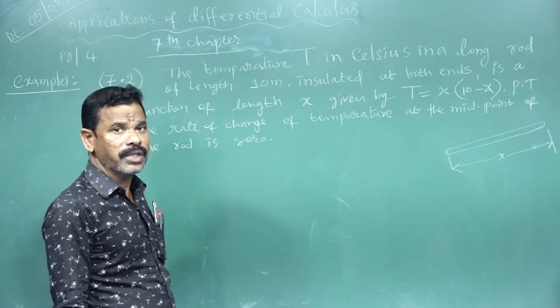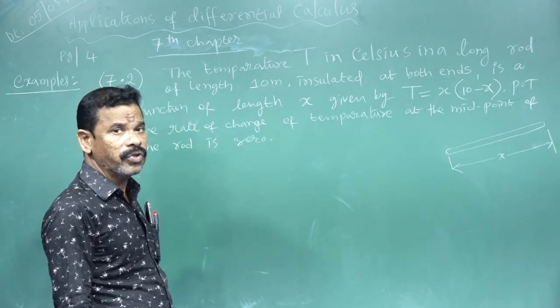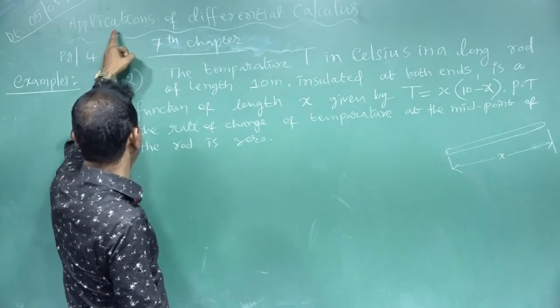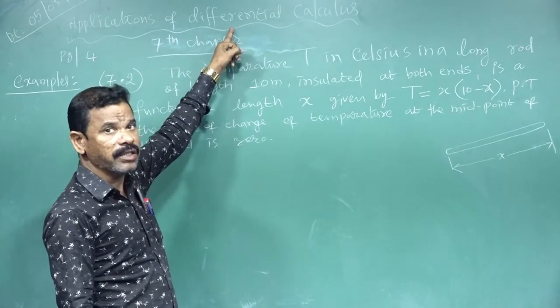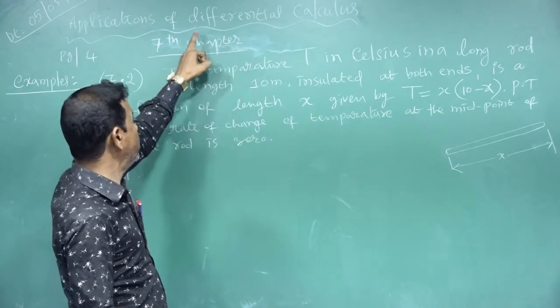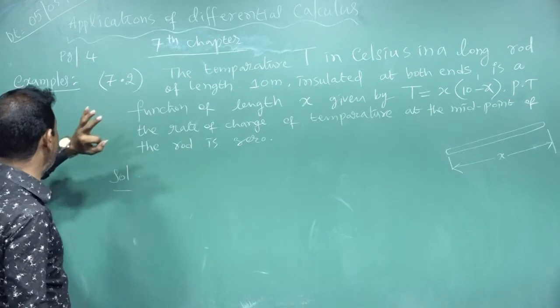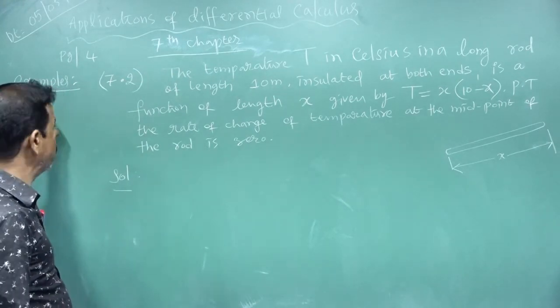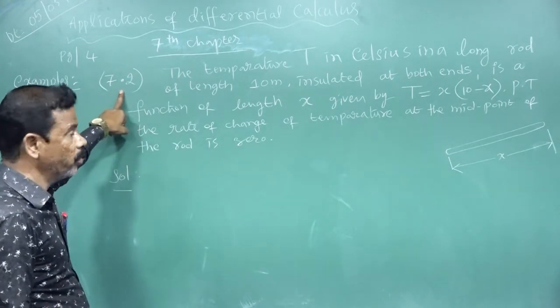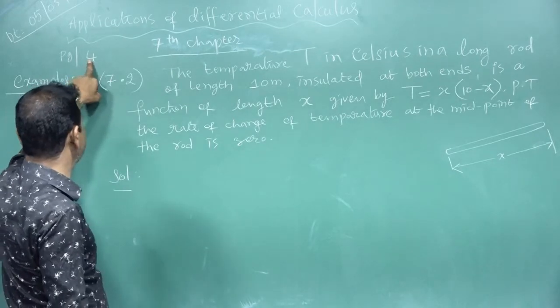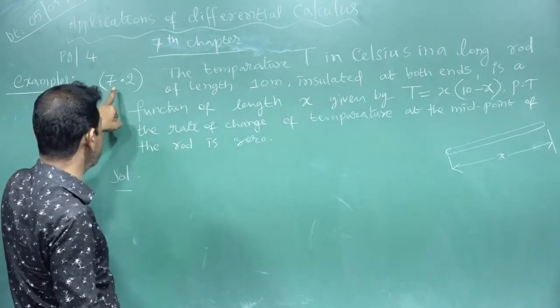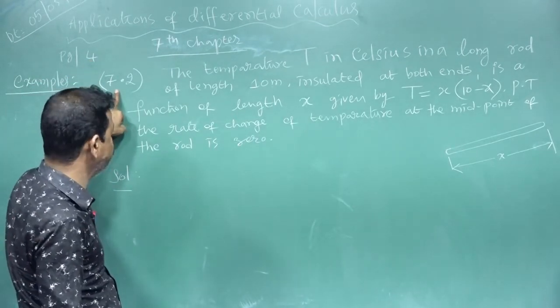Now we discuss the seventh chapter, applications of differential calculus. In this seventh chapter, example 7.2, page number 4. Page number 4, example 7.2 starts from here.